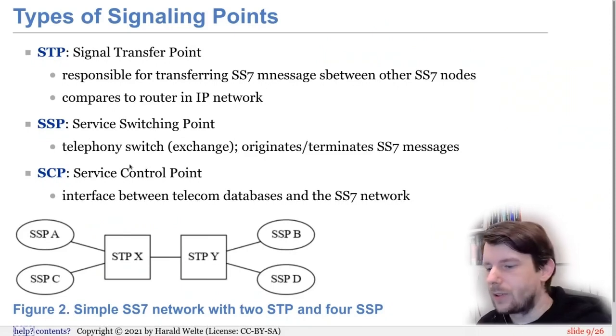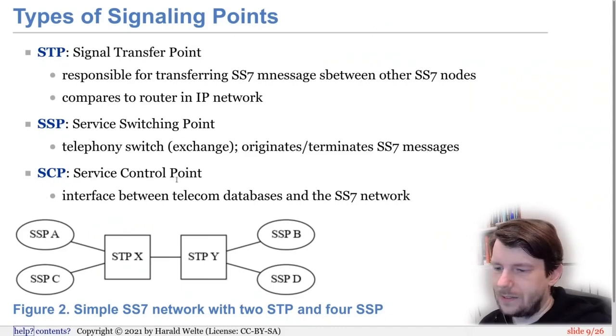There's also service control points, which are interfaces between telecom databases and the SS7 network. The distinction between SCCP and SSP is mostly esoteric from my point of view, so you can just look at them as identical. I mean, STPs are routers and everything else is end nodes. It's sort of a logical conclusion from that.